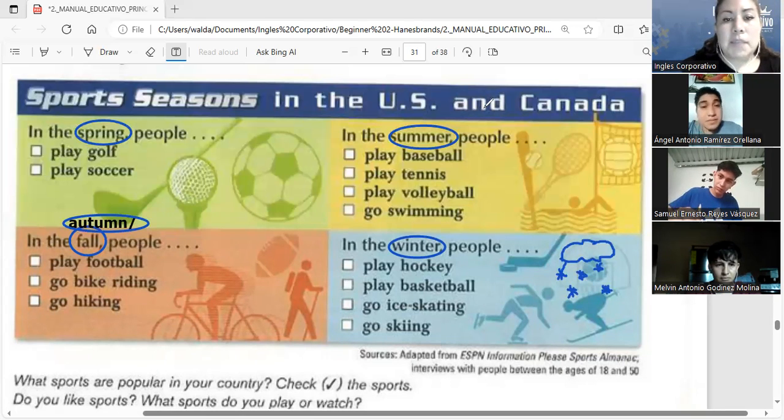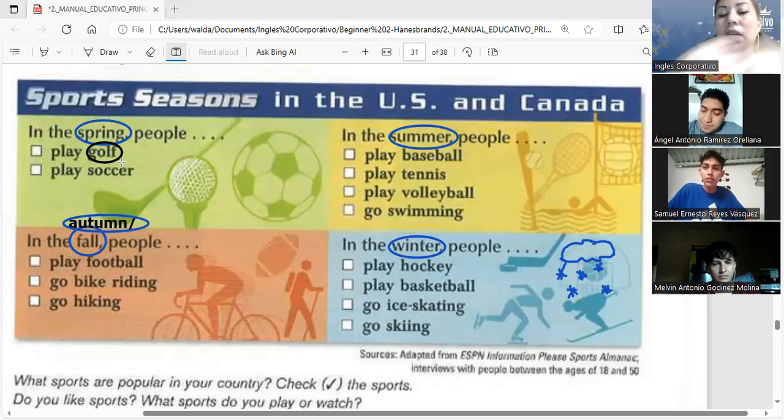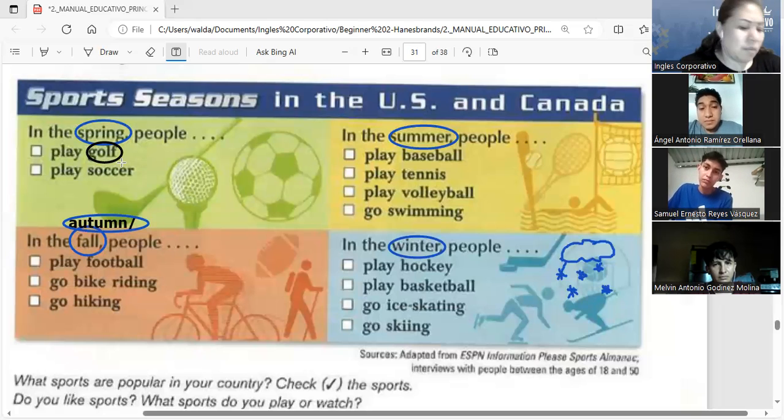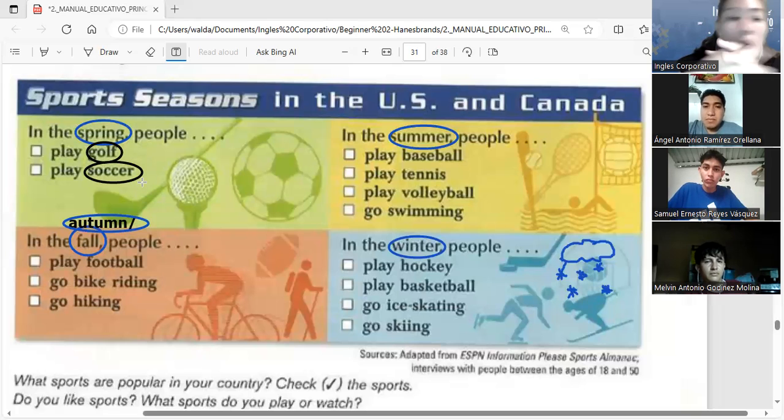Okay. So some sports that are very popular in this time of the year. For example, we play golf. Do you understand the word golf? The sport golf? Do we understand golf? Yes. Everybody understands golf? It's very similar to Spanish, right? Okay, golf. Then we have soccer. Soccer is more like American English. Soccer is when you are kicking the ball. So how do you say soccer in Spanish? Football. Football, very good, exactly.